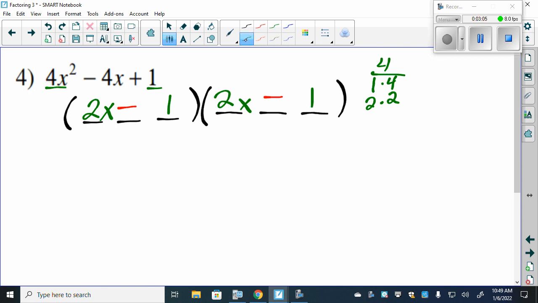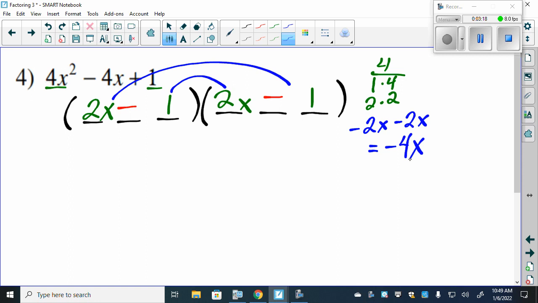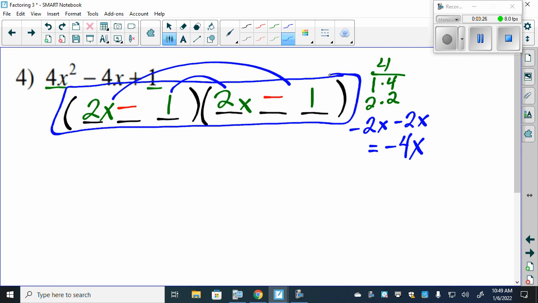And if we check this here, 2x times negative 1 would be negative 2x. Negative 1 times 2x is negative 2x. And negative 2x minus 2x is negative 4x, which is the middle term that we wanted. So this here would be the factored form of 4x squared minus 4x plus 1.